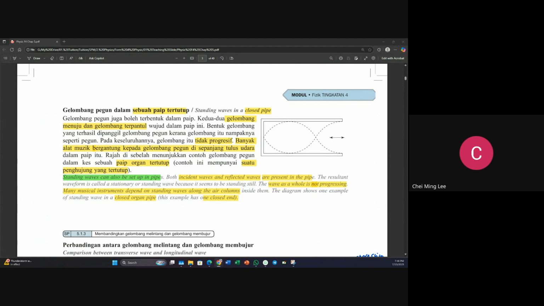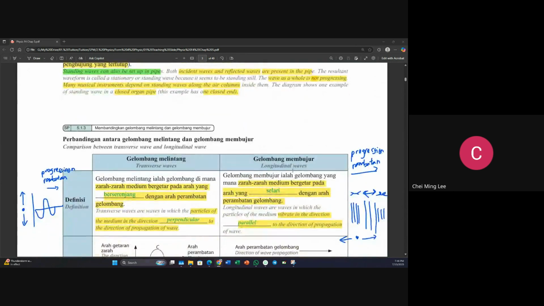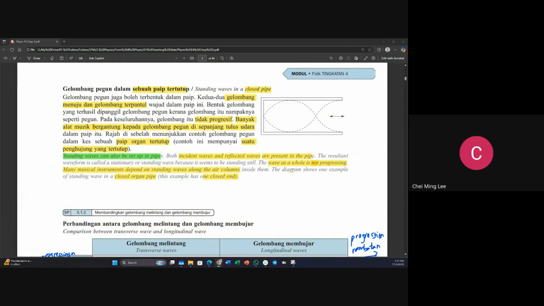Flute, yes. Okay. Flute, all these are normally stationary waves. So the diagram shows an example of a standing wave in a closed pipe. This one only has one closed end. Now, don't worry, you don't need to copy this one because we already went through the one on top just now.